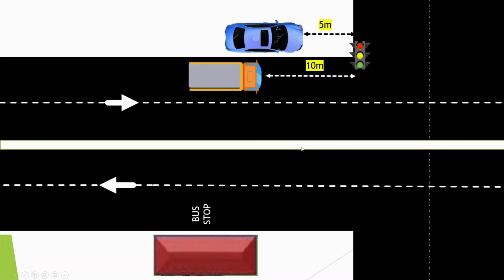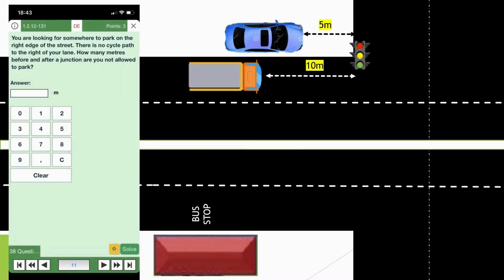Okay, so in this case let's look at the questions directly. You're looking for somewhere to park on the right edge of the street. There is no cycle path to the right of your lane. How many meters before and after the junction are you allowed to park?